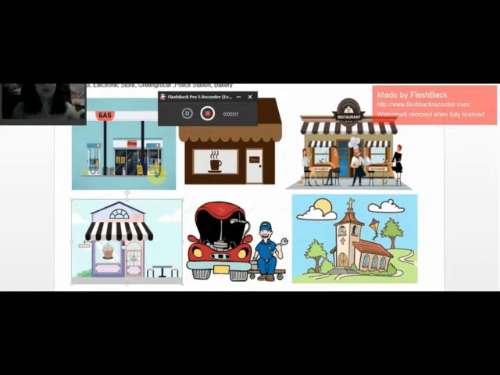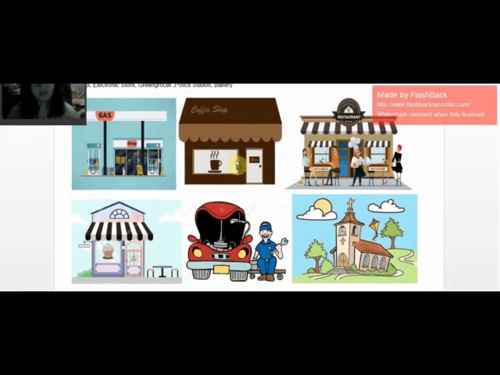Okay, so we are still using our flashcards. This is a coffee shop. If I have a coffee shop, I have to say this is a coffee shop. So please repeat: this is a coffee shop. If I have two coffee shops, I have to say these are coffee shops. Okay, these are coffee shops.